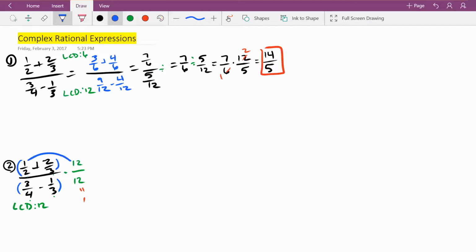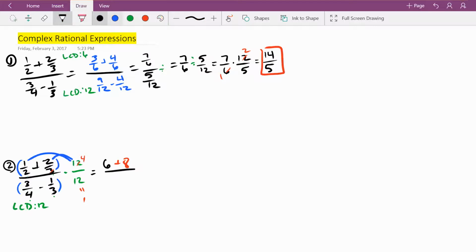12 times 1/2 is 6. 2 and 12 cancels to 6. 12 times 2/3. Well, let's see, 3 goes into 12 4 times, and then 4 times 2 is 8. So we have 6 plus 8.